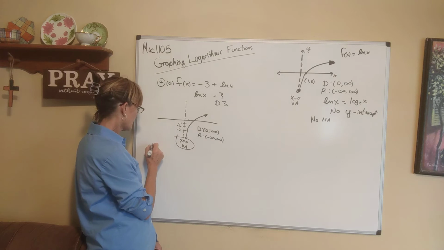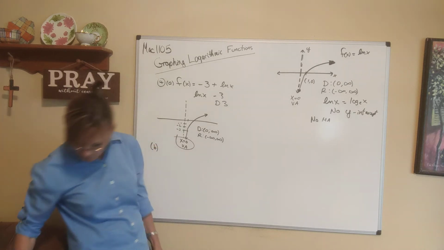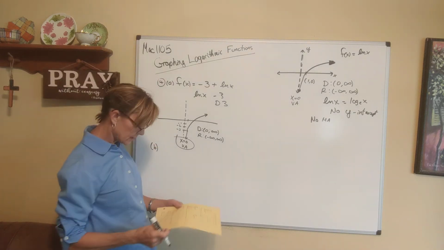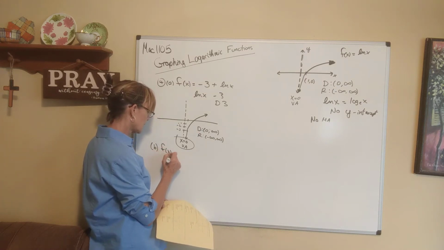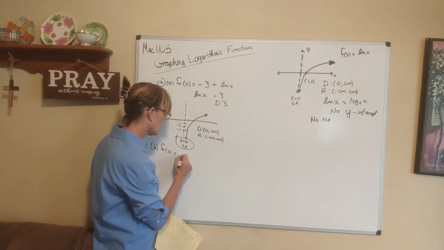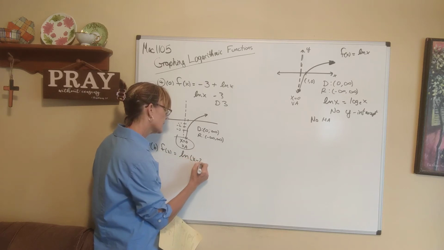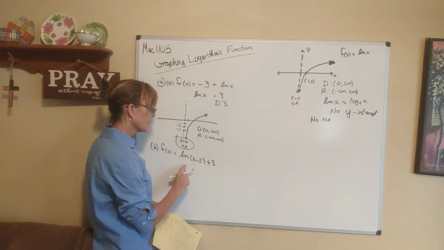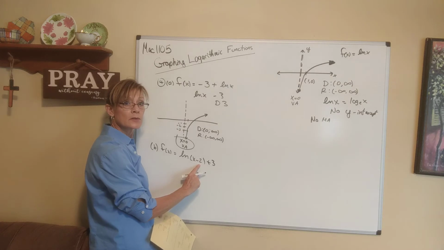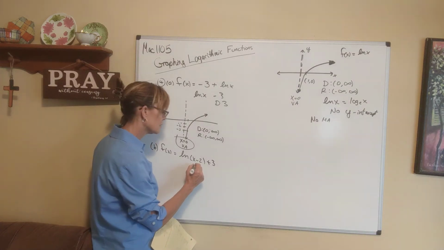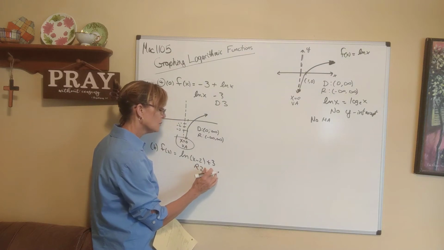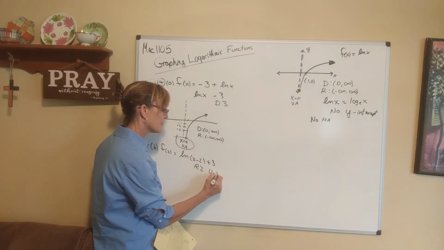It's fine. How about b? Let's look at b. B says this, f of x is equal to the natural log of x minus 2, plus 3. This is a horizontal transformation. It's in there messing with the x. It's the opposite of what it appears to be. So this means we're going to go to the right 2. Plus 3 means we're going to go up 3.